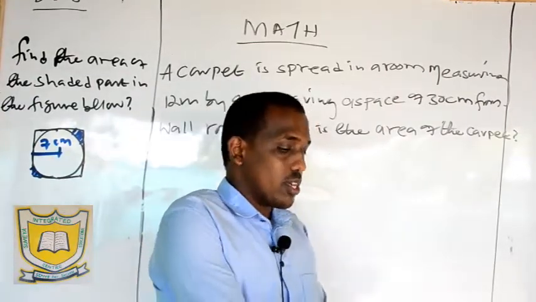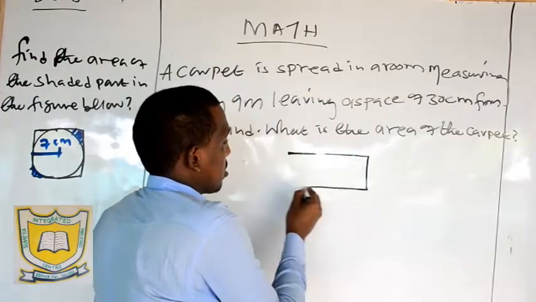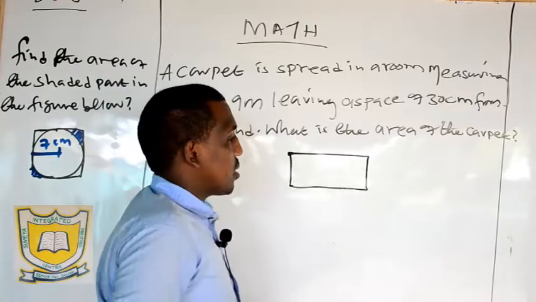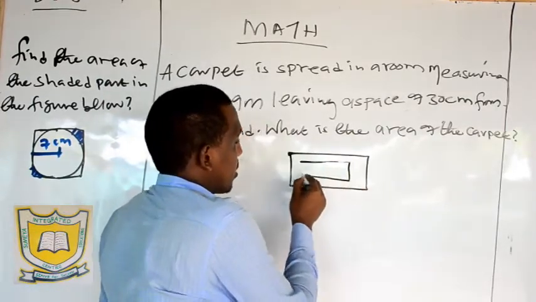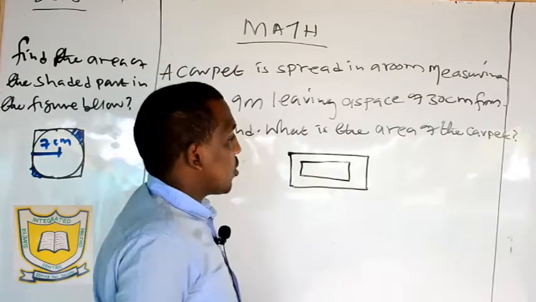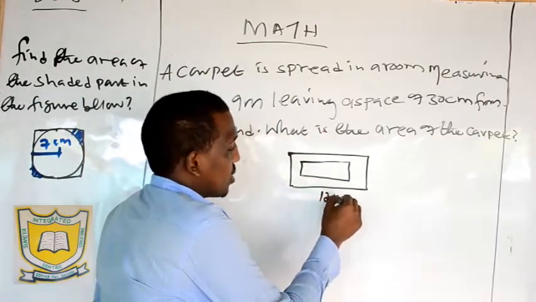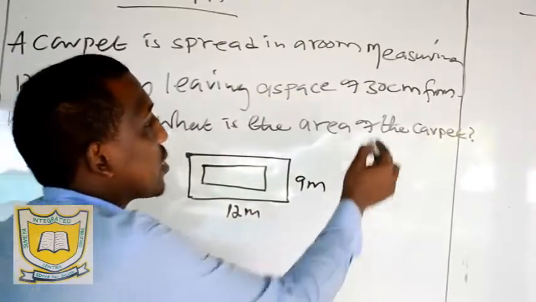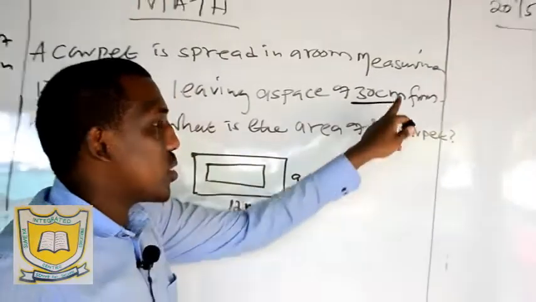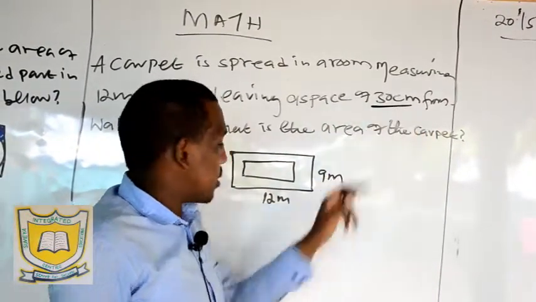I remember we said we sketch the figure, the room. This is the room. Then you are told a carpet was laid. This is the carpet, measuring 12 meters by 9 meters. You are told it leaves a space of 30 centimeters. The problem is here: this one is in centimeters and these ones are in meters.